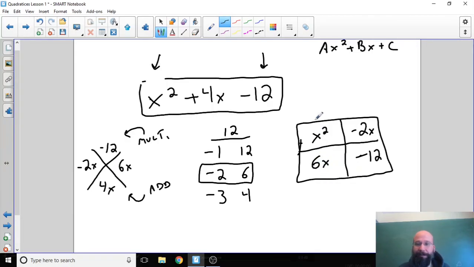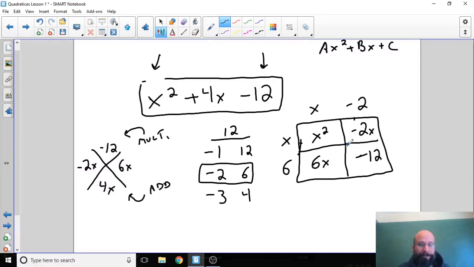And now you're factoring. I factor this way. The x squared and 6x, you can factor out 1x. The factor of negative 2x and negative 12, this one's negative, so it has to be negative 2. And then going this way, x squared and negative 2x, it'll just be x. And going this way, 6x and negative 12, the GCF is 6.